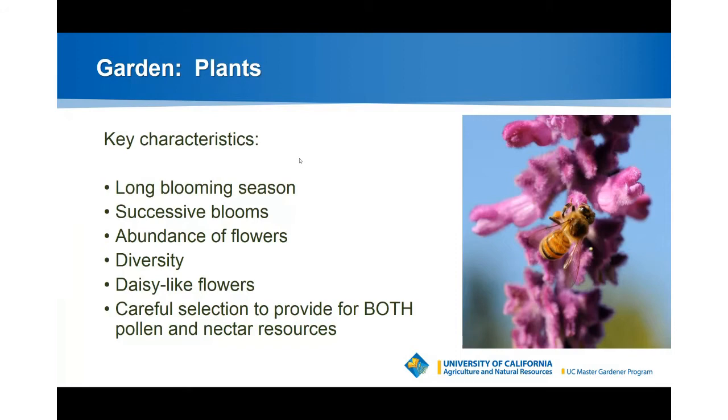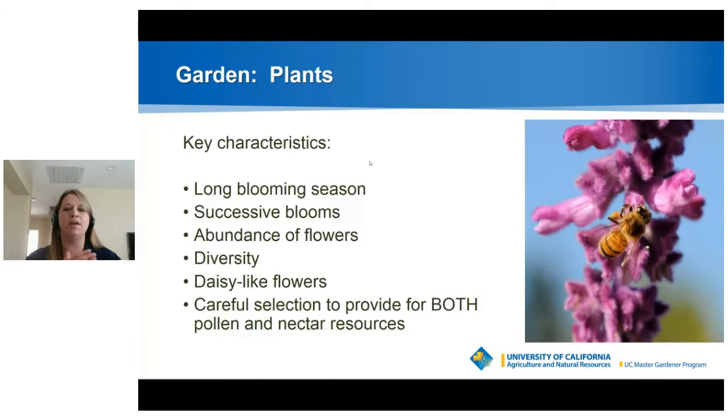What you're looking for when you're selecting plants for your bee garden, you want to create a long blooming season. Bees in California can be active year-round, but they're most active from late winter, early spring, all the way through to late fall. So we want to create a long blooming season so that they have forage during those months that they're active.